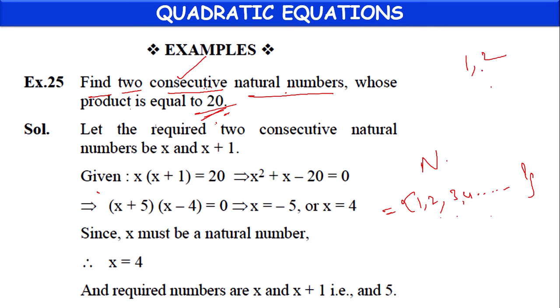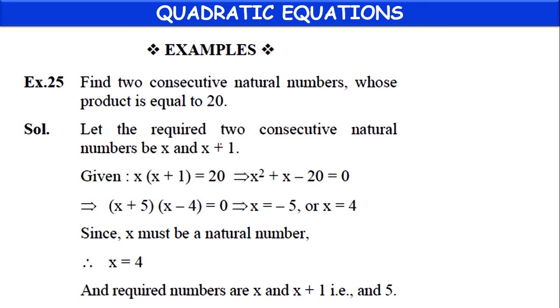Now 1, 2 are consecutive natural numbers, like that 2, 3, 3, 4, 4, 5. These are pairs of consecutive natural numbers. But we have to solve with the help of quadratic equations. So here the two consecutive natural numbers are unknown quantities. If we assume the first number as x, then the next consecutive number will be x plus 1, one more than the previous one.